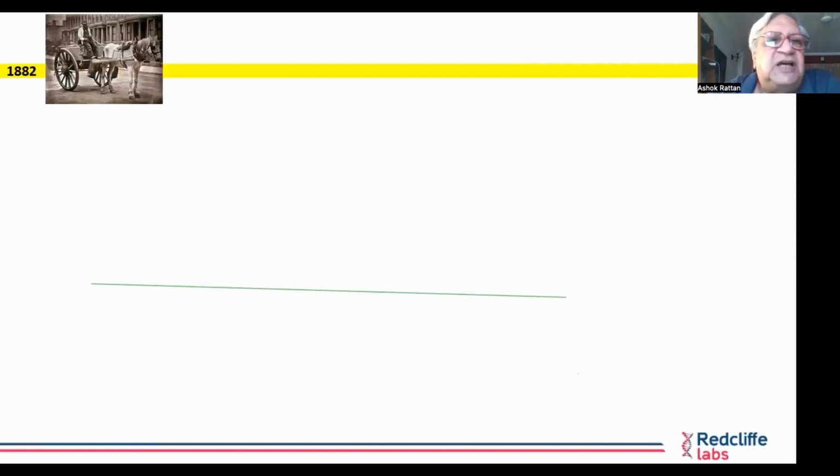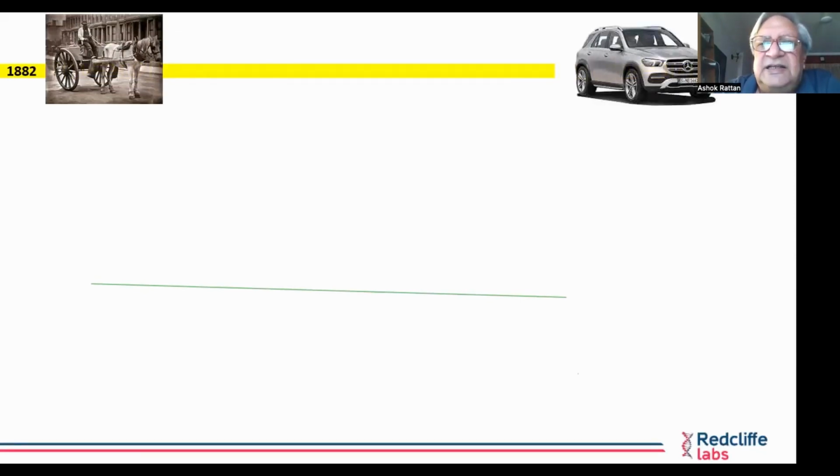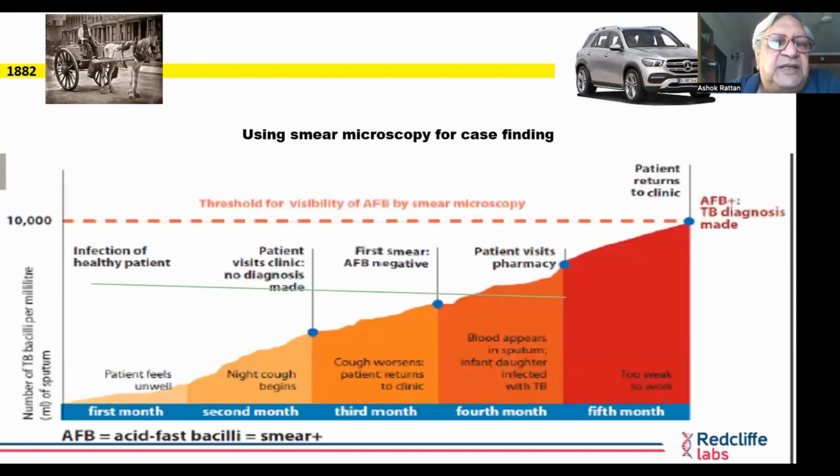In conclusion, I would like to say that in 1882, when people were traveling by horse cart or bullock cart, smear microscopy was used to detect Mycobacterium tuberculosis for the first time. In 2023, now when most persons have aspirations to travel by Mercedes rather than by bullock carts, we should be using more sensitive methods.